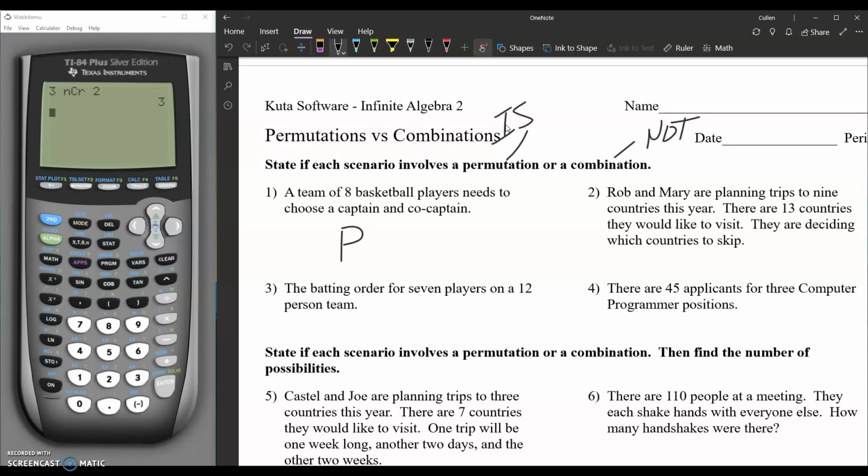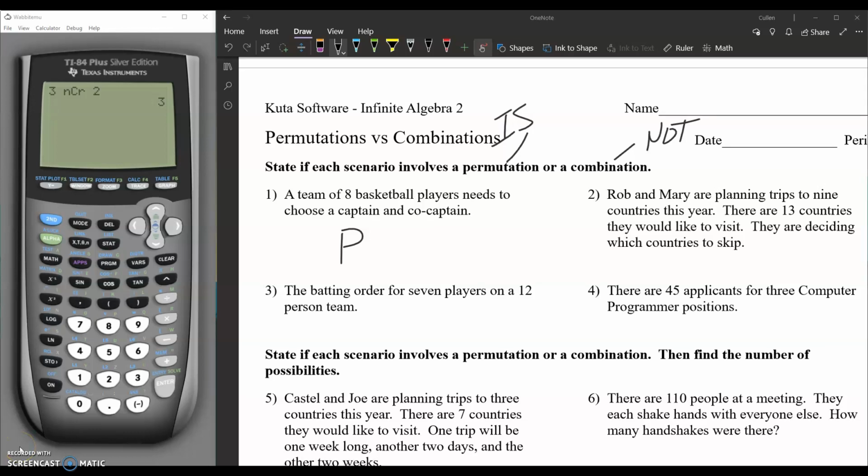This one is going to be a permutation, and I'll talk about why. That just means order is important because if you choose a captain, he can't be your co-captain. And if you flip the captain and the co-captain, that's a different situation. What you should do for all of these is flip them and see if you come up with a different situation. So let's say John is the captain and Sam is the co-captain. If you flip them and Sam is the captain and John is the co-captain, that's a different situation. So that means that it's a permutation.